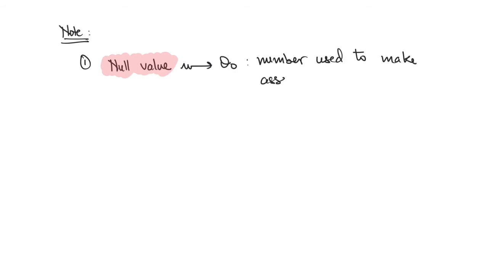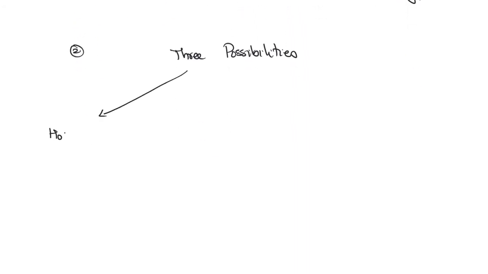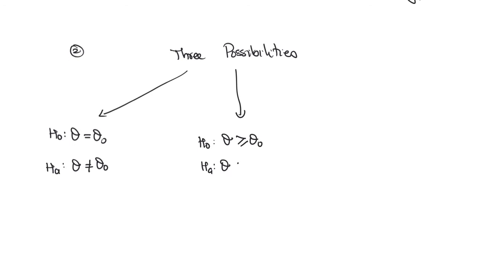We make a few important notes. The null value is denoted by theta 0. This is the number used to make the assertion about the actual value theta in the null hypothesis. We have three possibilities with regards to the null hypothesis given a null value. One of them involves an equality statement, and the other two involve inequality statements with regards to the null value.